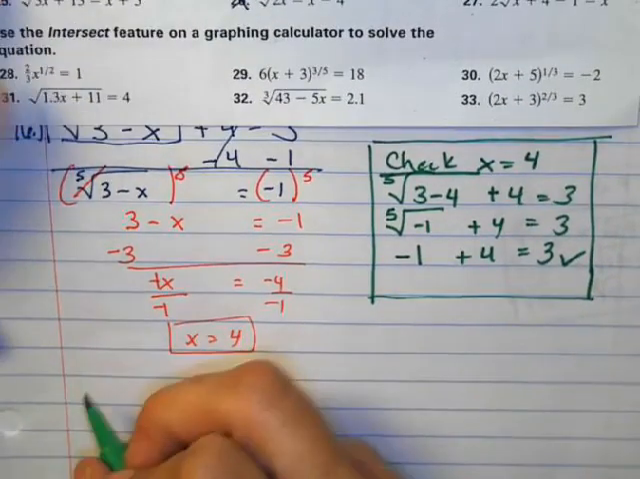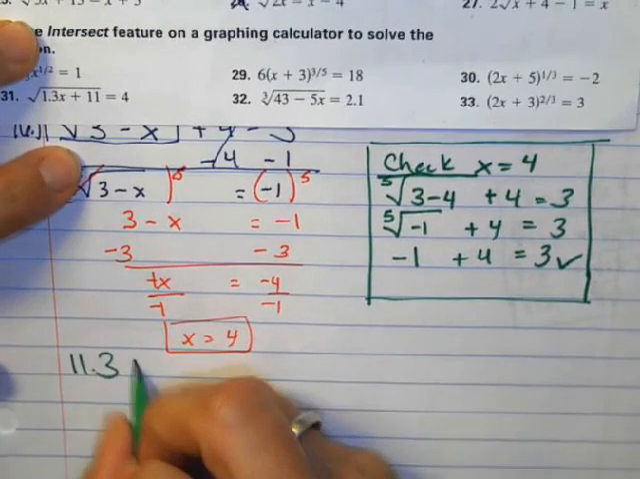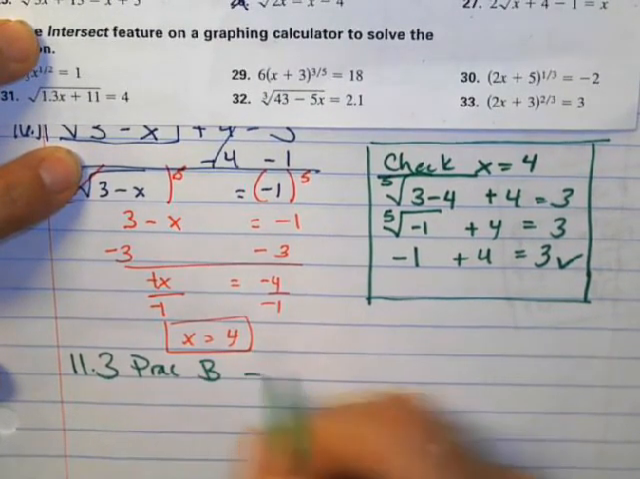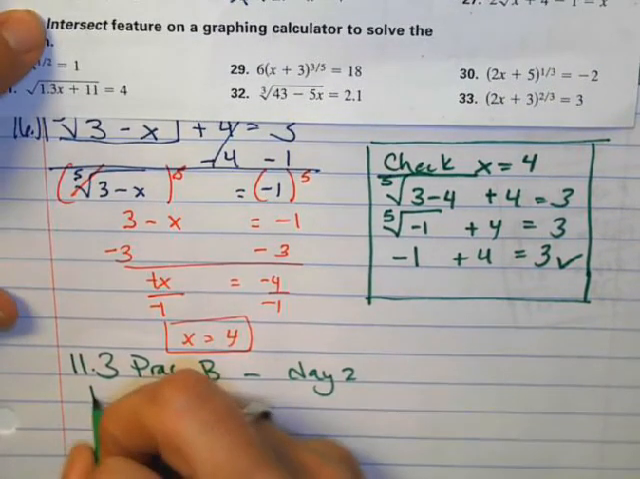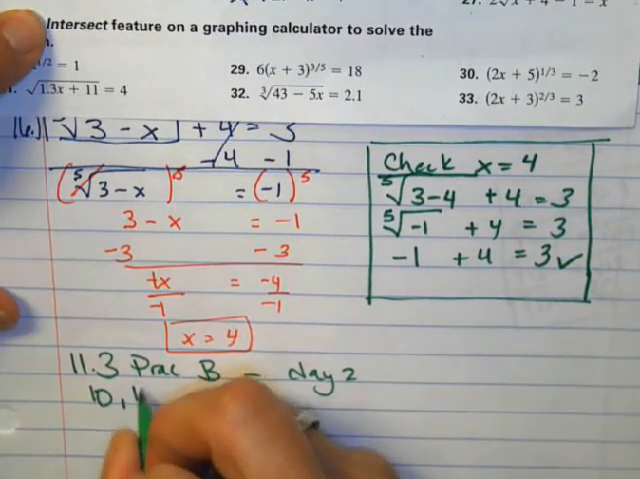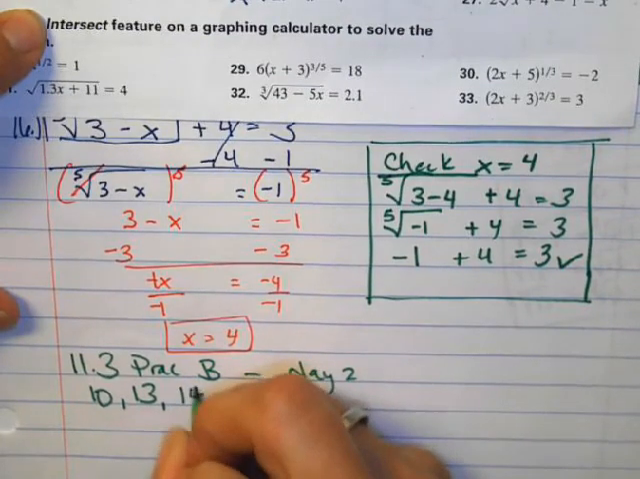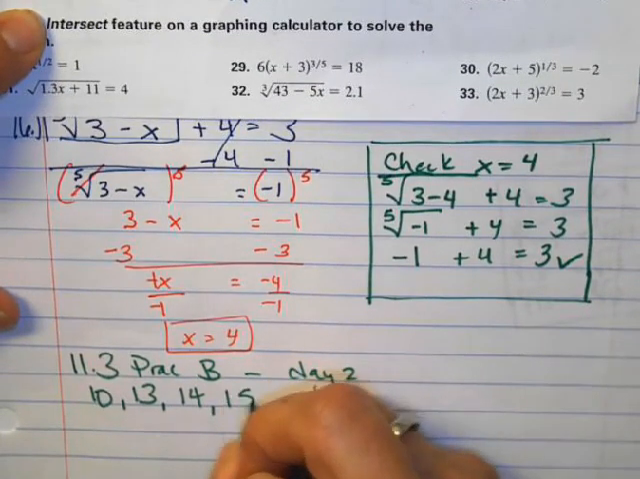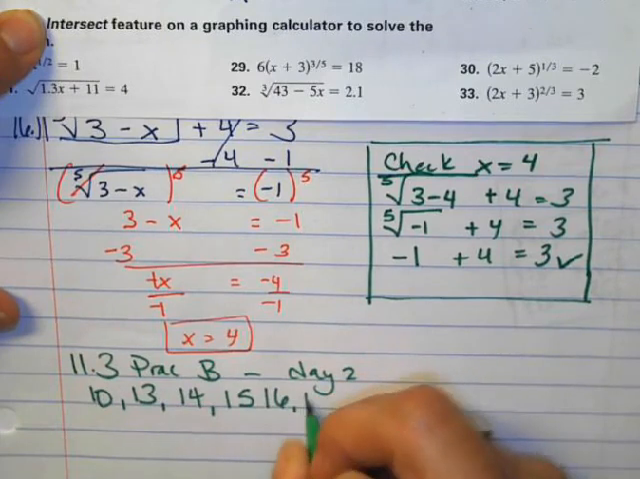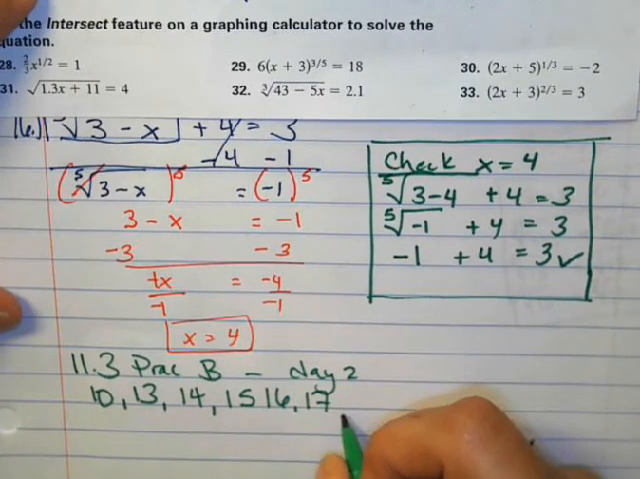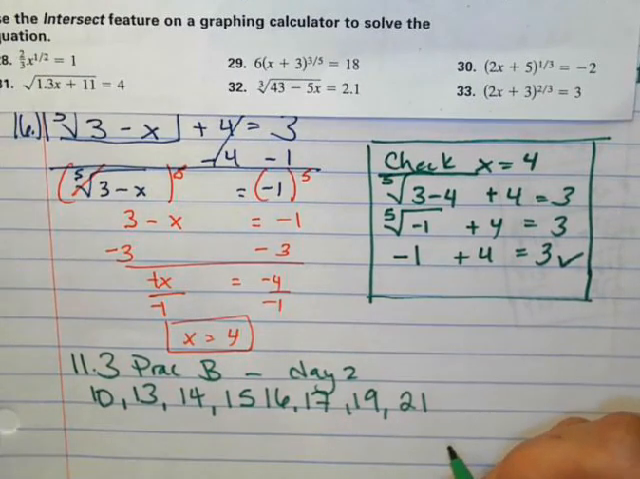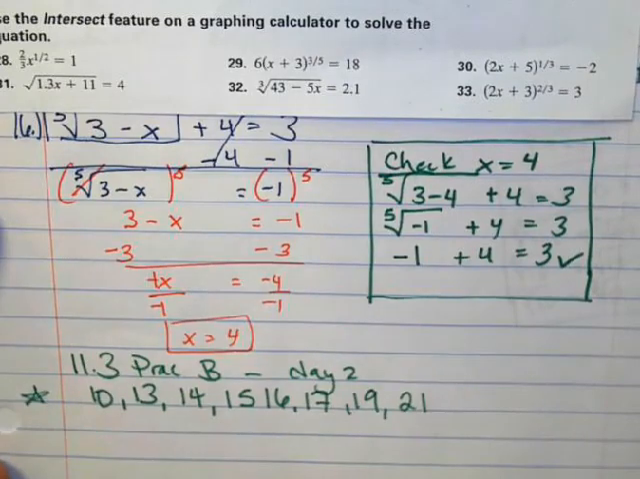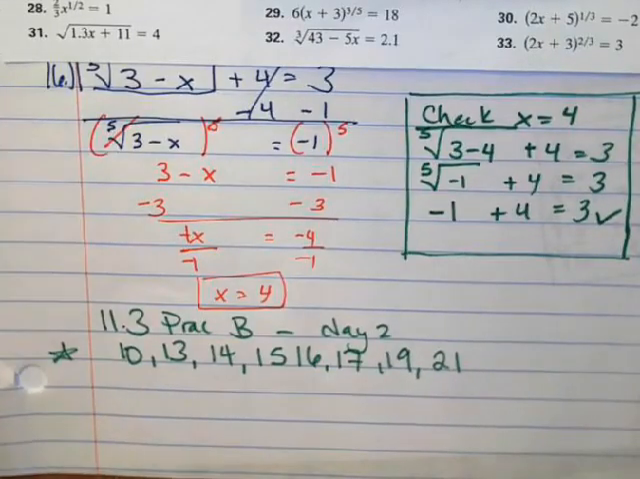So your assignment, 11.3 practice B, day 2, is going to be questions 10, 13, 14, 15, 16, 17, 19, 21, and I think that's good. And I had already done 3 of them for you, so you can kind of mark those off as you do them.